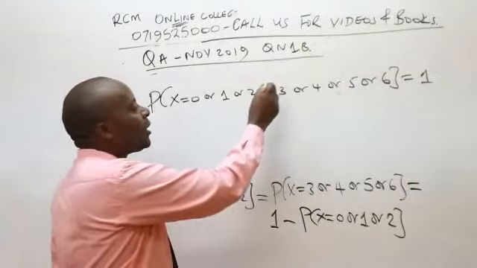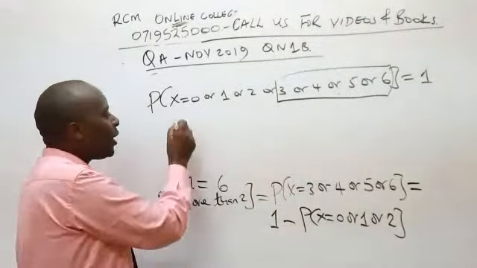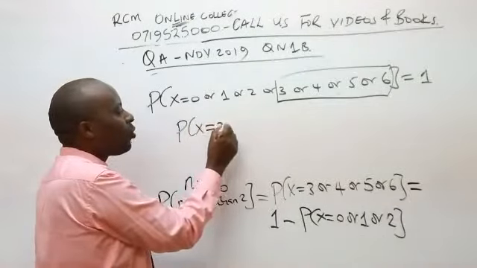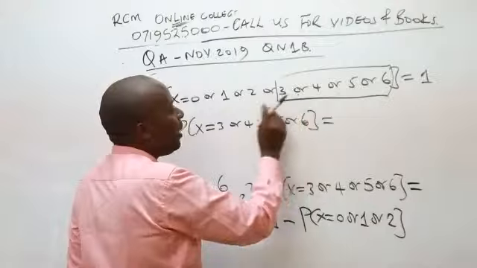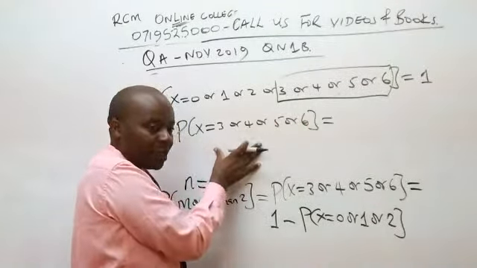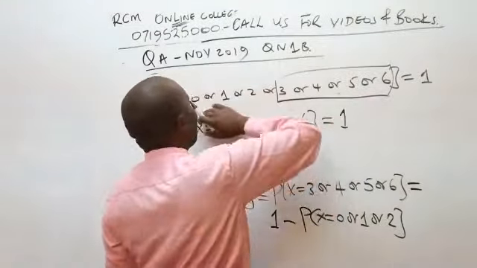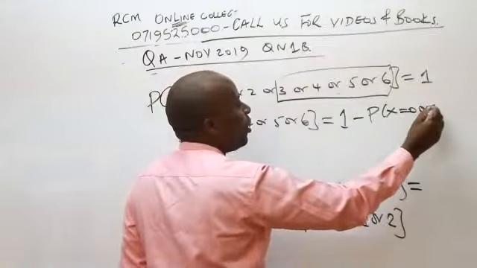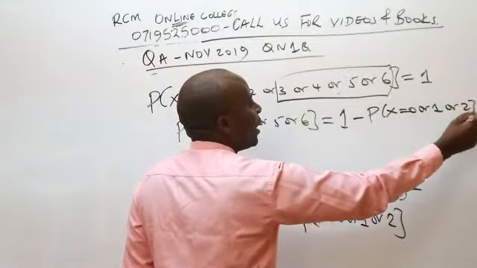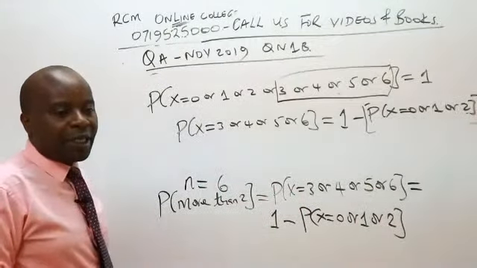Now they want just from here to here, right? So they want the probability of X being equal to 3, or 4, or 5, or 6. Then if I make whatever they want the subject of the formula, this is what I'm going to get. It will be 1 minus these other events, minus the probability of X being equal to 0, or 1, or what here, or 2, like that. Very important for us to be able to appreciate that.